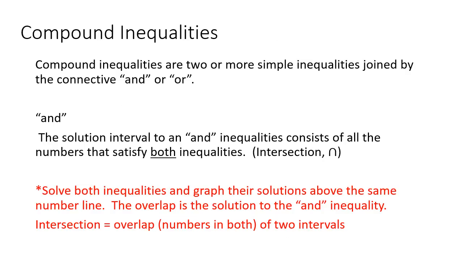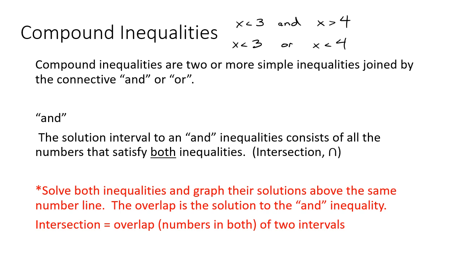So now let's talk about compound inequalities. Compound inequalities are going to be two or more simple inequalities. We're primarily just going to be dealing with two, but you could extend the idea to more, joined by the connective word and or or. So you might have x is less than 3 and x is greater than 4, for example. You could have x is less than 3 or x is less than 4. These would be compound inequalities. And the word that you use to join the two is very important because it changes the meaning of the compound inequality.